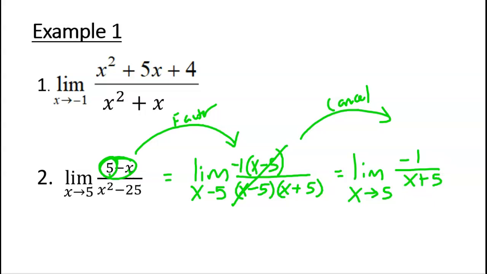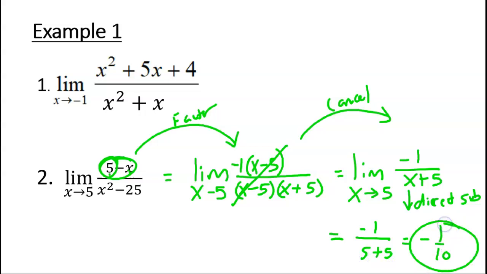And then the last step is direct substitution. So if I do direct substitution, I end up with negative 1 over 5 plus 5, which is negative 1/10 is my final answer. So this function would be approaching a y value of negative 1/10 as x approaches 5, even though it doesn't actually exist at x equals 5, because if you plugged it in, you would get a 0 over 0 again. All right.